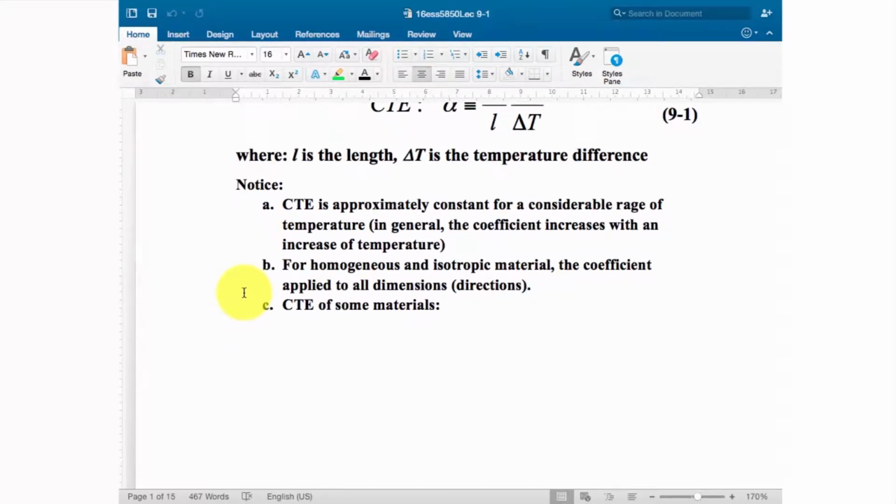And the second one, for homogeneous and isotropic material, the coefficient applies to all dimensions. Homogeneous means the material has no differences in its ingredients anywhere. Isotropic means there is no directional preference for the material property. For example, concrete: you mix sand and cement together to form the final structure. The concrete can be considered a non-directional material. Every direction has a similar material property.